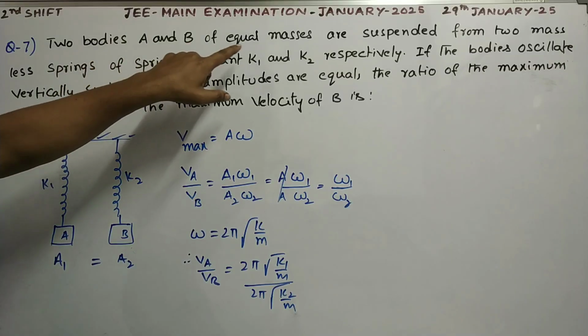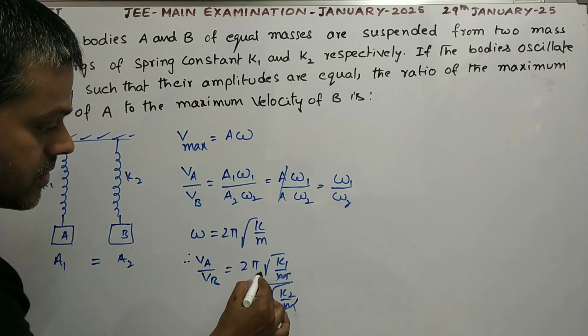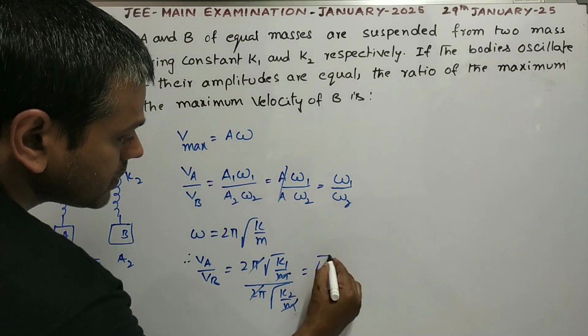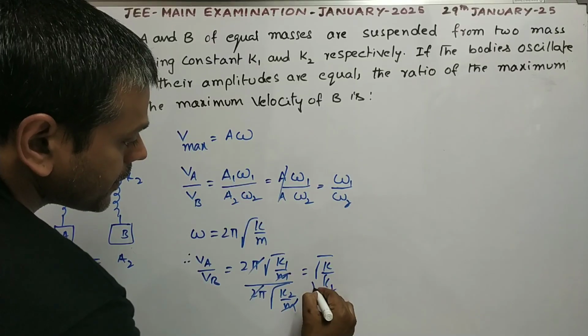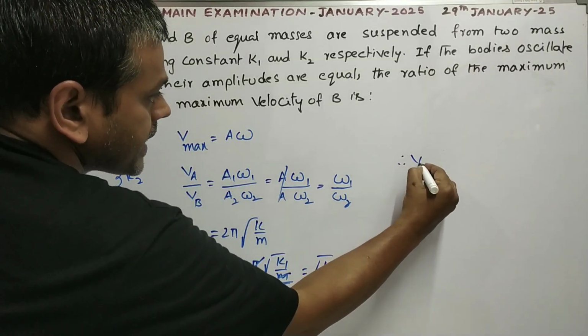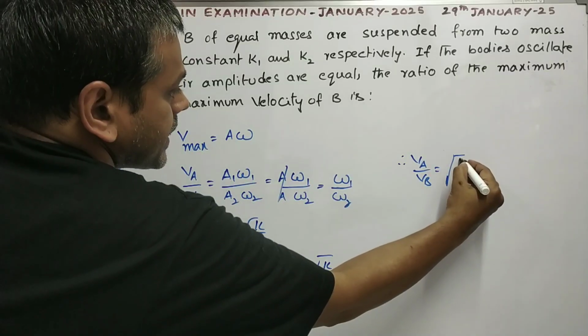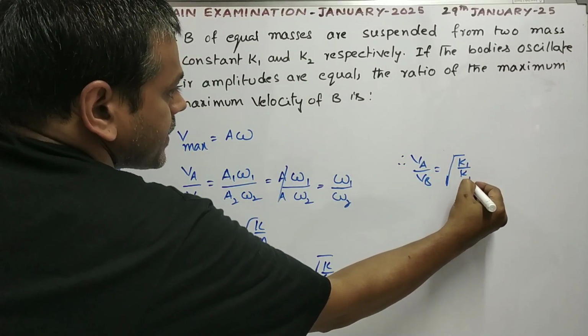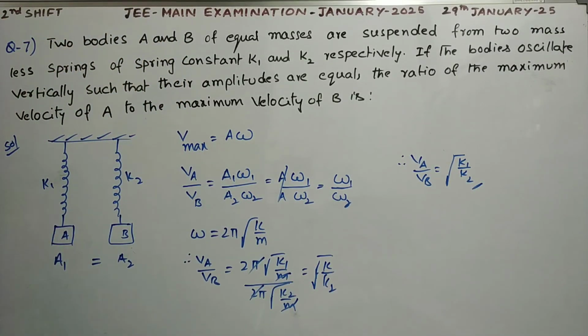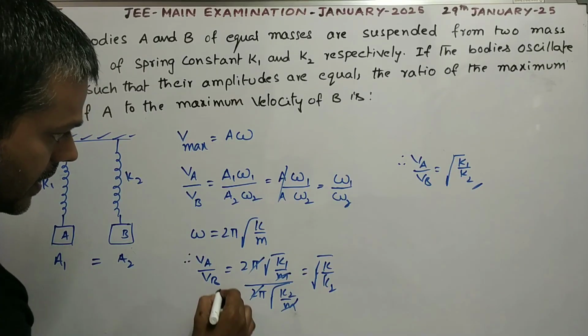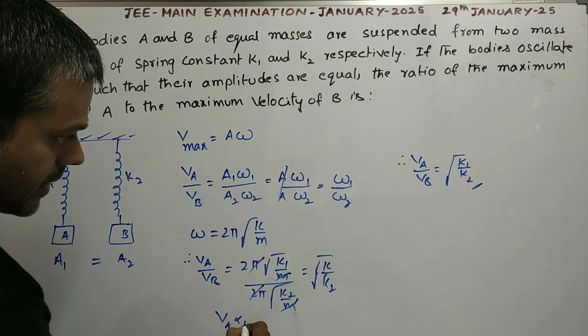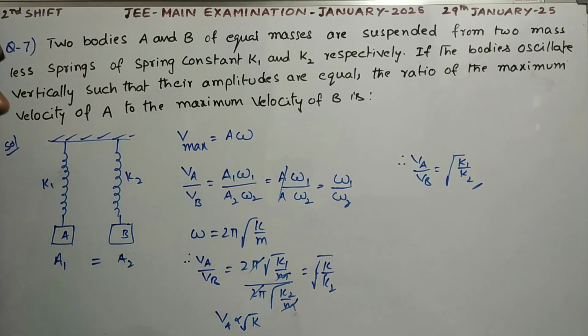Two bodies of equal masses. So mass is also same, 2 pi also same. That means root over K1 by K2. Therefore, maximum velocity of A to maximum velocity of B is equal to root over K1 by K2. This is the answer for this question. Why? Because here velocity is directly proportional to spring constant. More the spring constant, more the velocity. Less the spring constant, less the velocity.